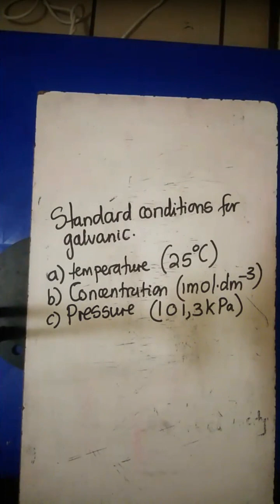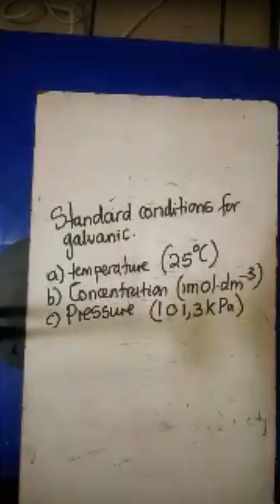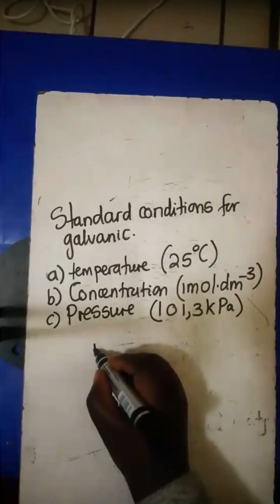When I say pressure affects only gases, if you don't have a gas, I'm going to discuss now a question whereby you don't have a gas. You only mention the first two: temperature, 25 degrees, and concentration, 1 mole per dm cubed, if there is no gas. What do I mean if there's no gas?